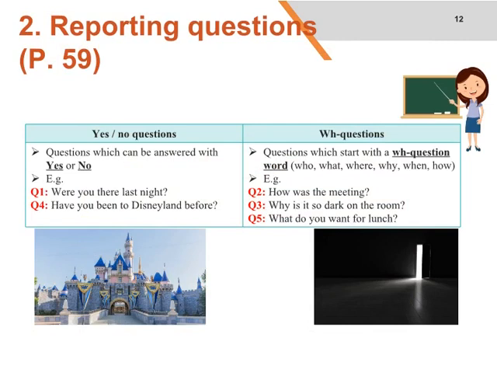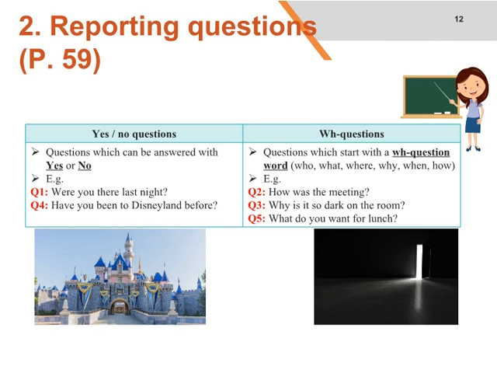But first and foremost, we need to identify 2 types of questions: yes or no questions and WH questions. The former are questions which can be answered with yes or no, while the latter are questions which start with a WH question word, such as who, what, where, why, when, and how.